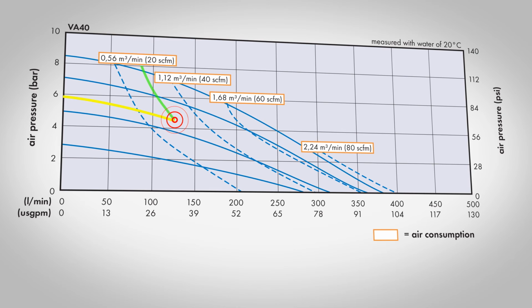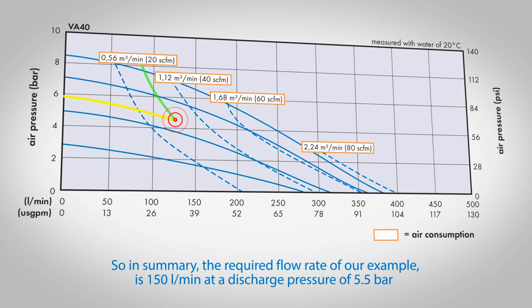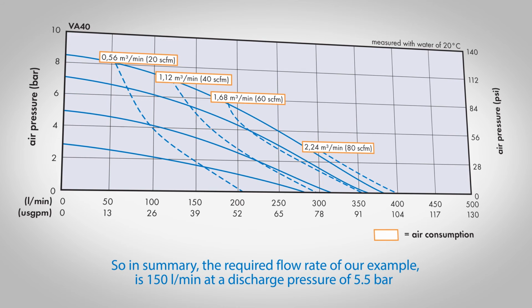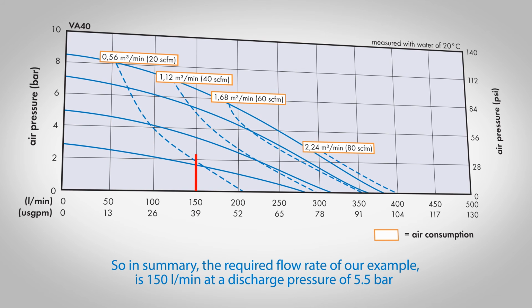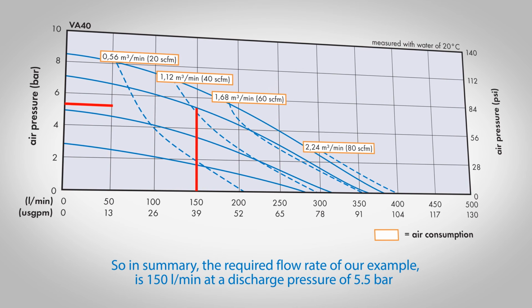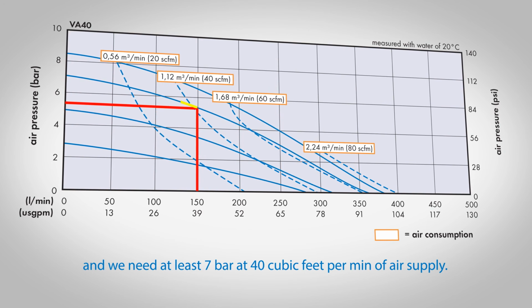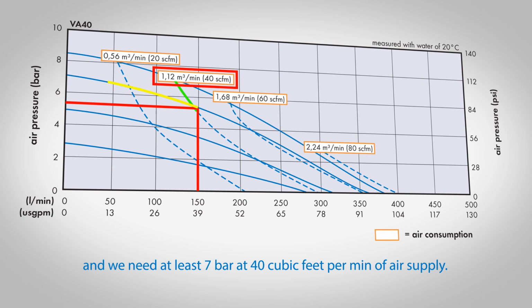So in summary, the required flow rate of our example is 150 liters per minute at a discharge pressure of 5.5 bar, and we need at least 7 bar at 40 cubic feet per minute of air supply.